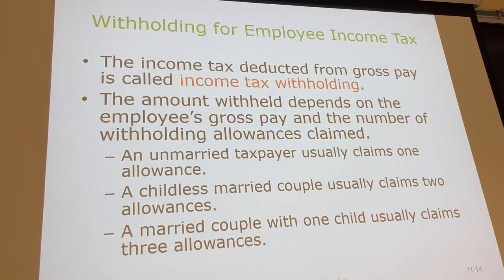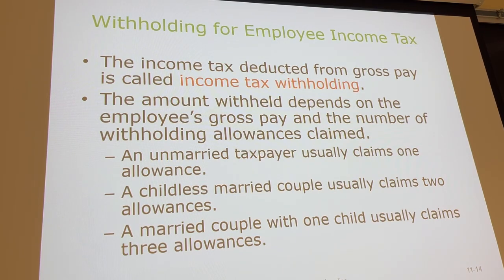Now, for income tax withholding from the employee's paycheck, as you probably know, the employee, when they start a new job, has to fill out what's called a Form W-4. That's an IRS form where you indicate how many withholding allowances you are claiming, and you also indicate whether you are married or you're single and you want to have your taxes withheld at the higher married rate.